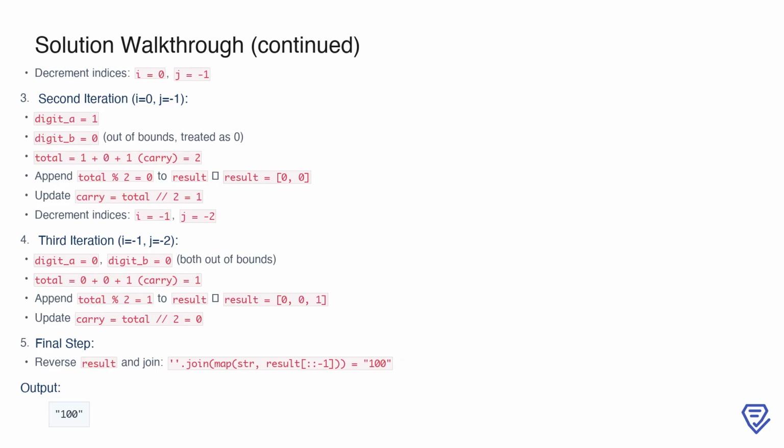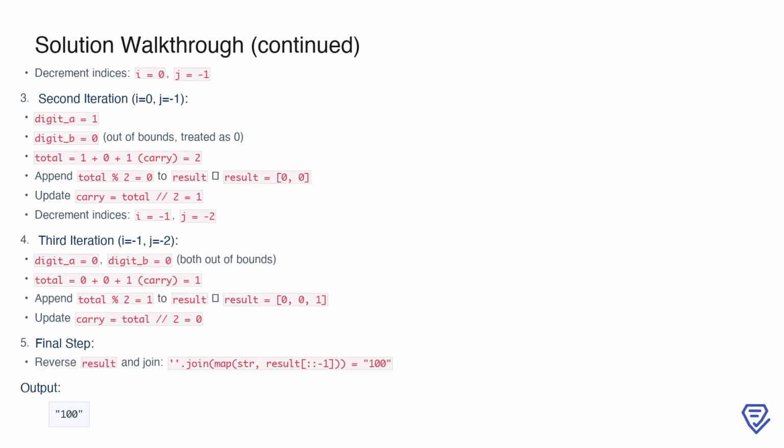In the second iteration, i is now 0, and j is -1, meaning B has no remaining digits to process, so digit_b is treated as 0. The current digit from A is 1. Adding 1 from A, 0 from B, and the carry of 1 gives a total of 2. Again, we append total % 2, which is 0, to result, making it 0, 0. The carry remains 1 because total // 2 is 1. We then decrement both indices again, so i becomes -1 and j becomes -2.